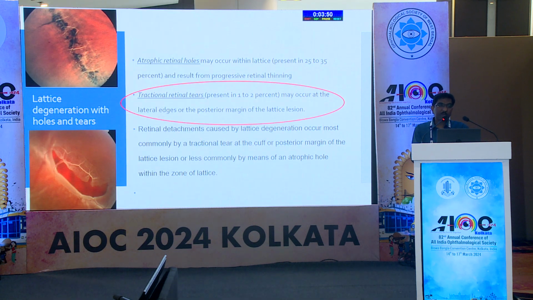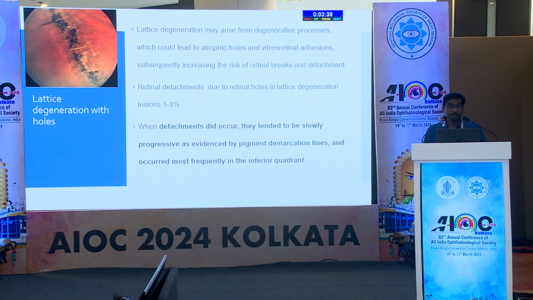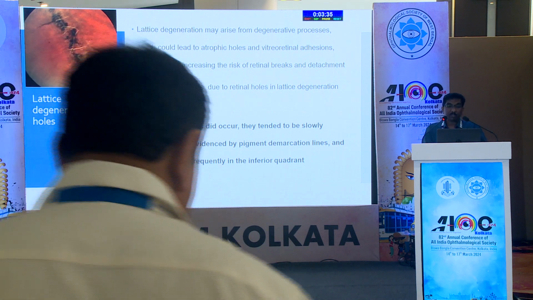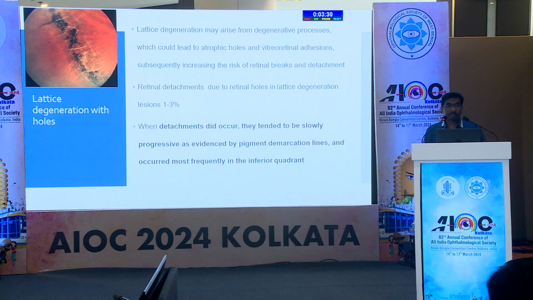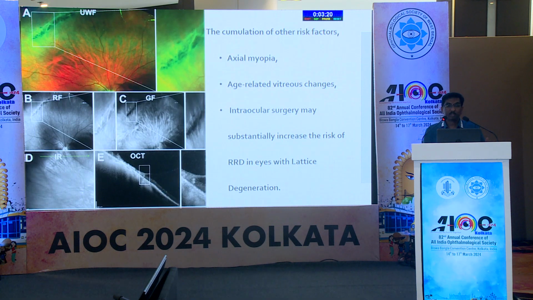Then you can also have tractional tears associated with lattice degeneration, and it is present in 1 to 2% of retinal detachments. Detachments, when they have holes, tend to occur slowly. When you compare lattice with tear to lattice with holes, the latter tend to occur slowly, and they may have a pigmented demarcation, and they may happen in the inferior quadrants.